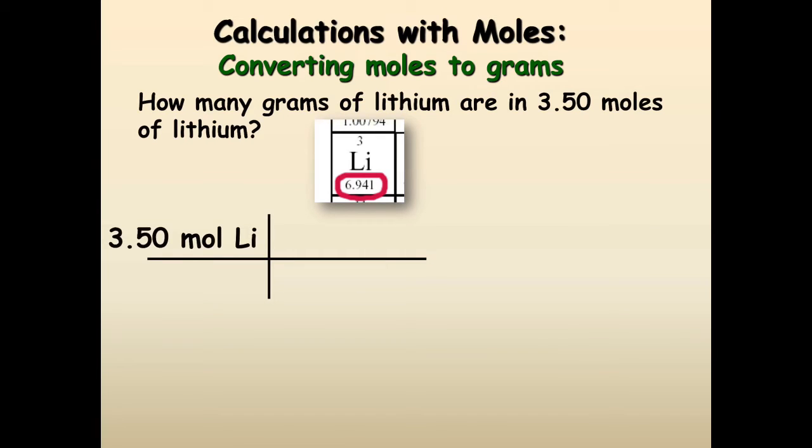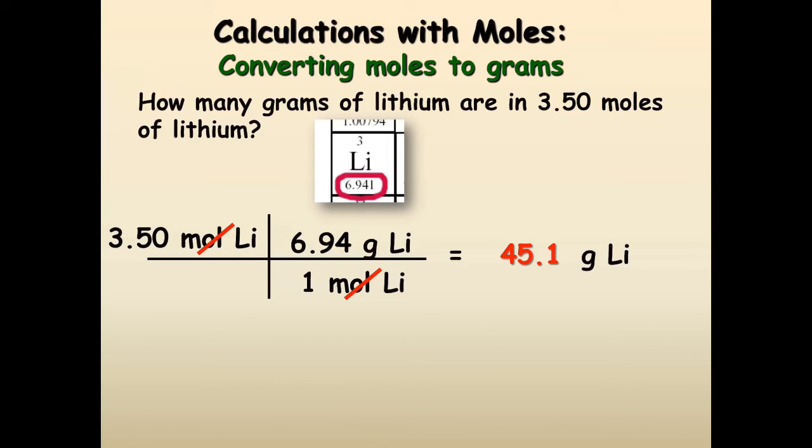And we put 3.5 moles of lithium, and then we need to figure out what we do with the molar mass. So remember, the unit for molar mass is grams per mole, so we put grams on top and moles on bottom to cancel out. And so we find that in 1 mole of lithium, there's 6.95 grams of lithium. And then we can do the multiplication after we cancel some things out, and we find that it's 4.51 grams of lithium.